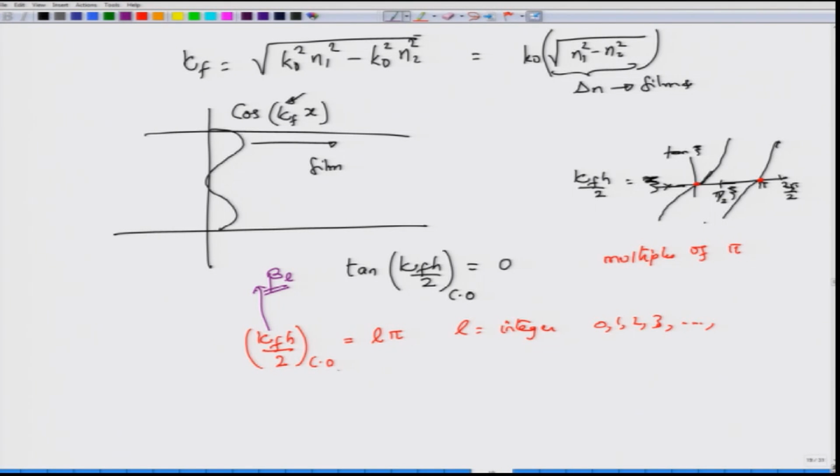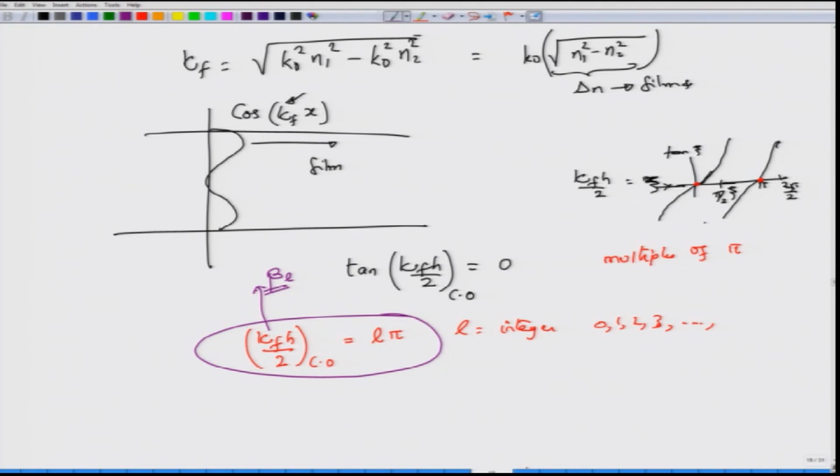So, this cutoff condition can be used to first find out what is kappa f. From kappa f you can find out the value of beta L, because they are related to each other. This is the even condition that we have written, and for all these values where this equation is satisfied, you obtain a set of modes, where L is an integer.